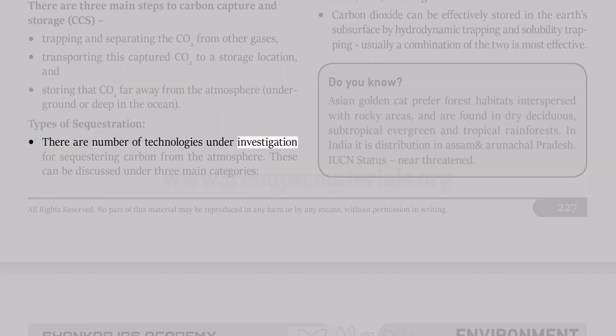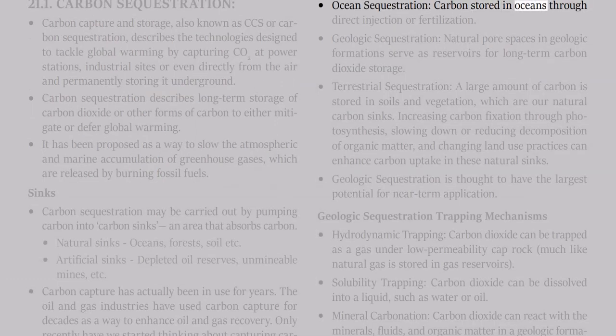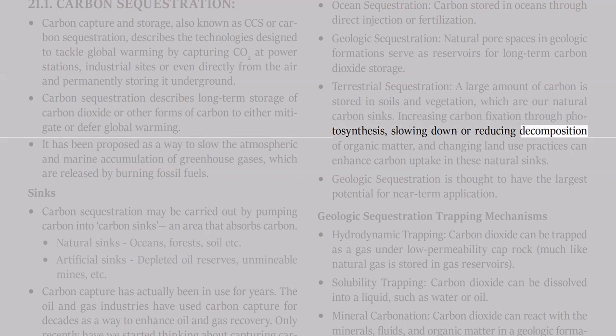Types of sequestration. There are a number of technologies under investigation for sequestering carbon from the atmosphere. These can be discussed under three main categories. Ocean sequestration: carbon stored in oceans through direct injection or fertilization. Geologic sequestration: natural pore spaces in geologic formations serve as reservoirs for long-term carbon dioxide storage. Terrestrial sequestration: a large amount of carbon is stored in soils and vegetation, which are our natural carbon sinks. Increasing carbon fixation through photosynthesis, slowing down or reducing decomposition of organic matter, and changing land use practices can enhance carbon uptake in these natural sinks.